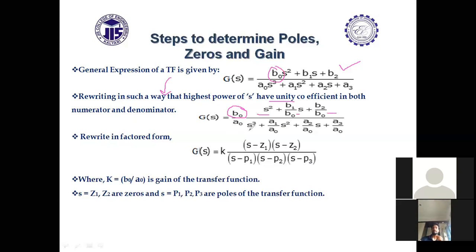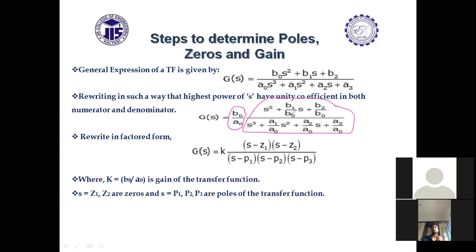It's simple. Similarly, the highest power of s in the denominator is s cube, that is 3, which is associated initially with a naught coefficient, but in this second step, the coefficient of the highest power of s in the denominator should not be anything other than unity. That is why we had taken a naught common. So b naught by a naught is taken out, and the remaining part is this.